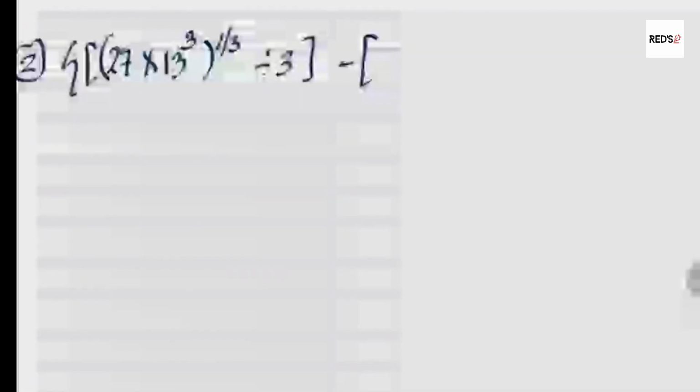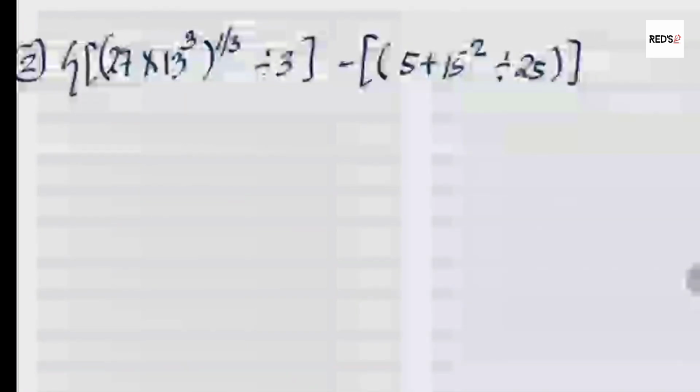minus 5 plus 15 squared divided by 25. Okay, and then everything here is raised to 3. Oh no, don't panic. Don't panic, we can do this.